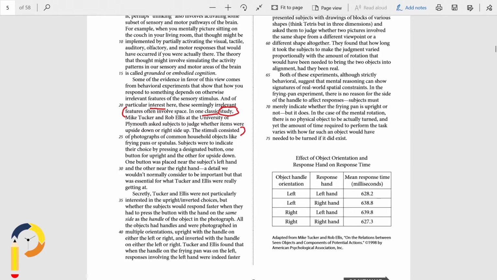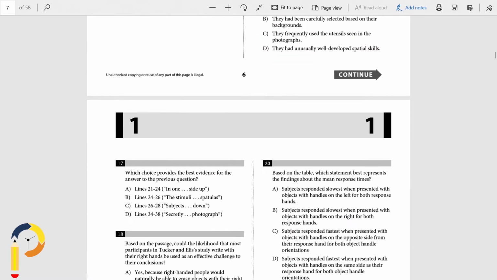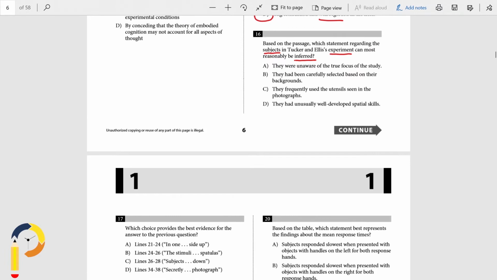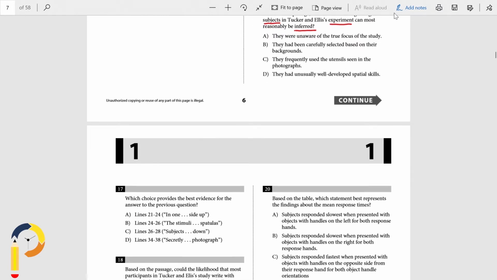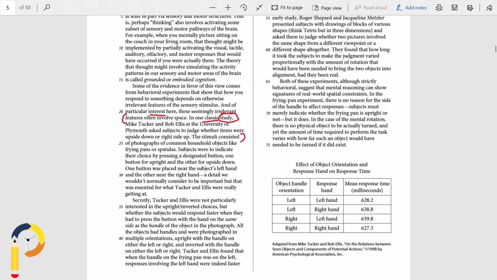So in one classic study, Mike Tucker and Rob Ellis at the University of Plymouth asked subjects to judge whether items were upside down or right side up. All right, that's all the information that you have here, which really doesn't match any of the given answer choices. So we can move on to lines 24 to 26.